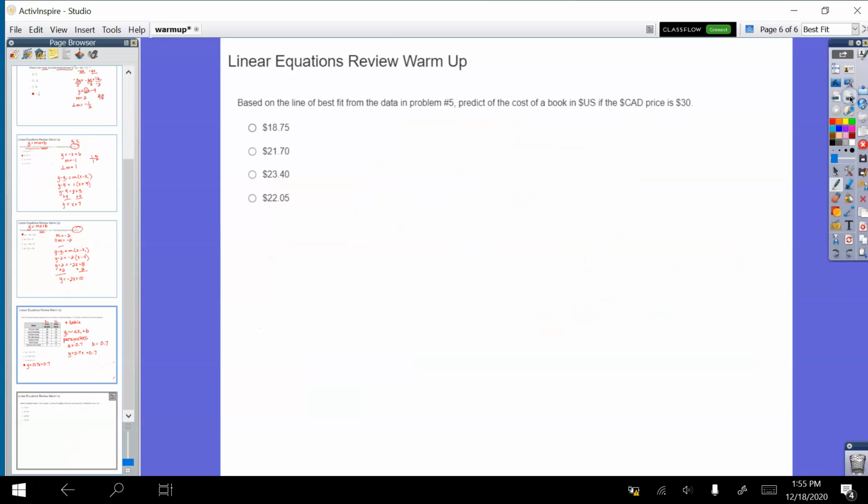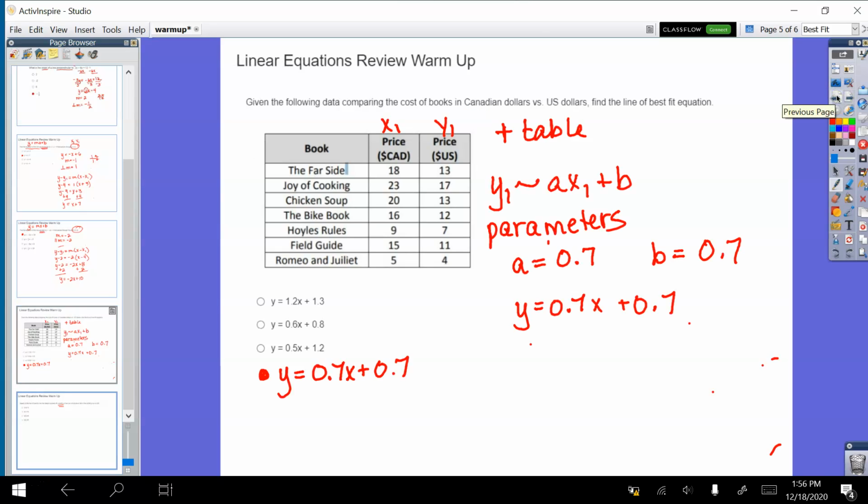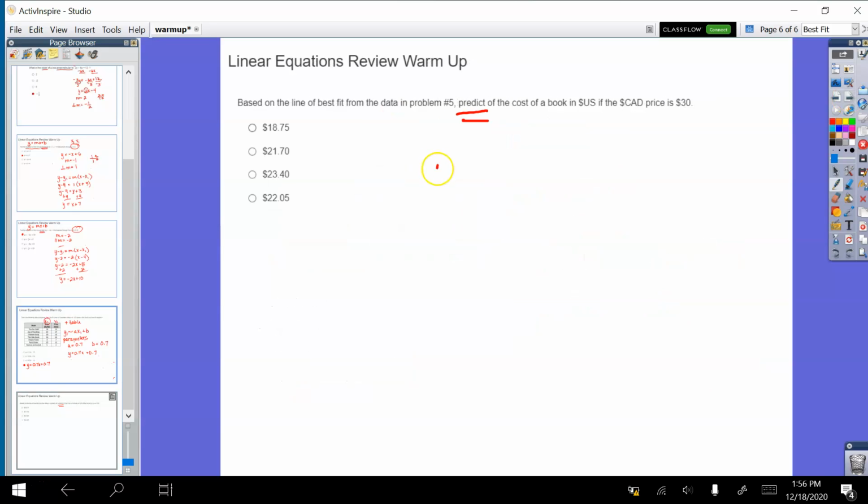Okay. So the next one says, based on the line of best fit from the data in problem 5, predict the cost of a book in US dollars if the Canadian price is 30. So we're given the Canadian price is 30. If we look here, our Canadian price is our x values. So what we want to do is this prediction. I'm going to write down the equation here. Remember, y is equal to 0.7x plus 0.7. We let our x value, because it's Canadian, be 30. So we know our input.